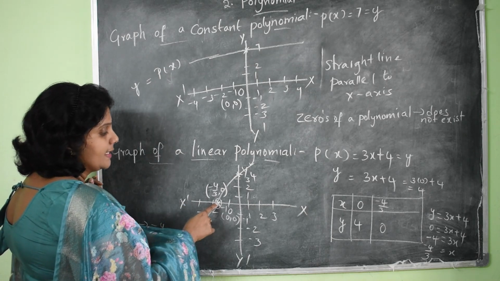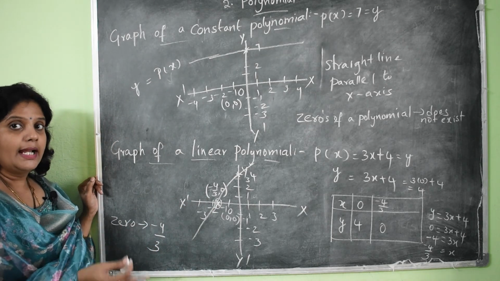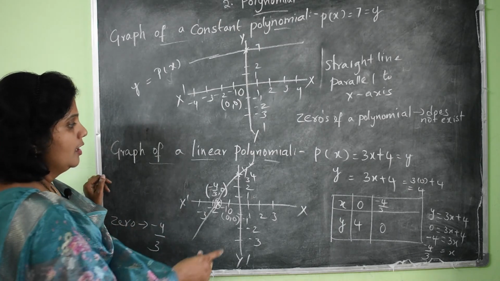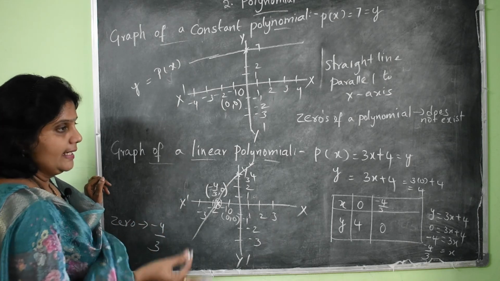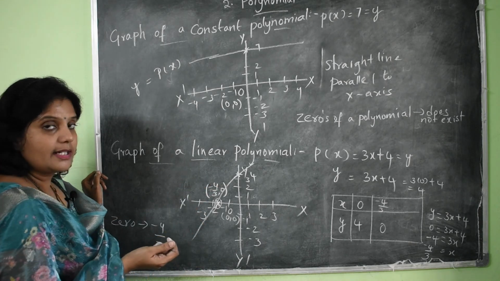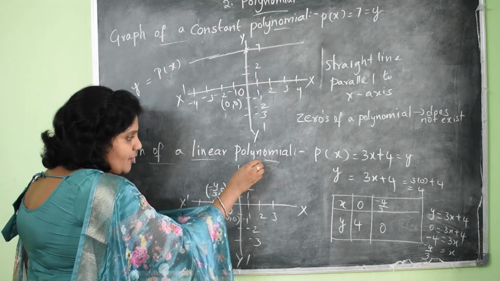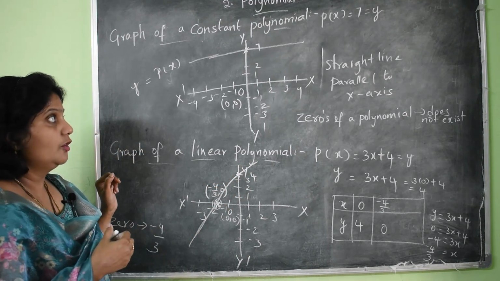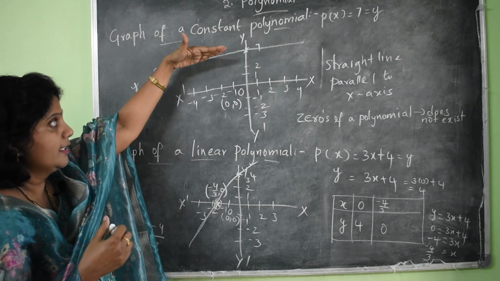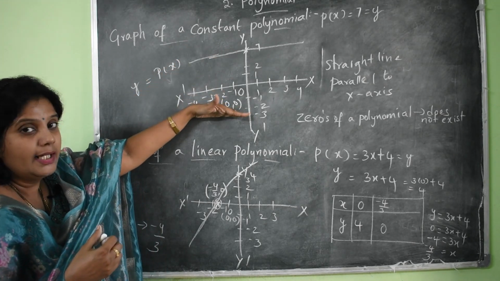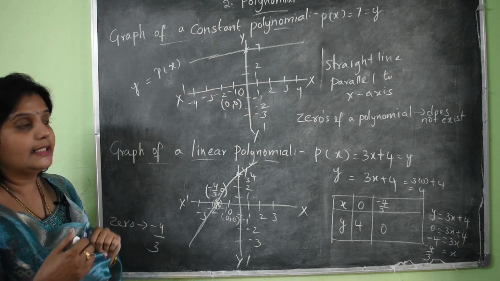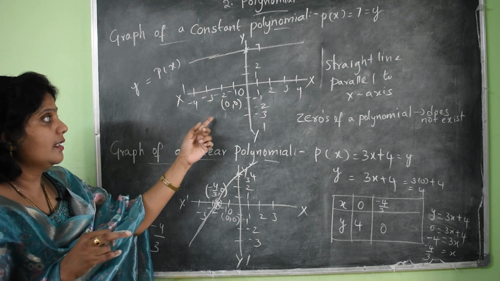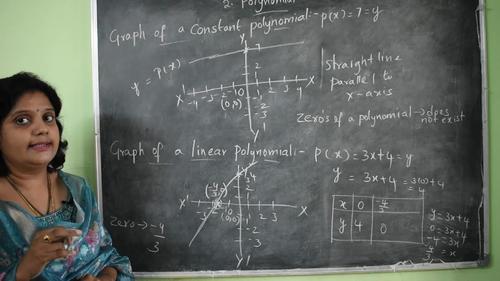The graph should intersect the x-axis at some point. At that point, what is the x coordinate? That is called the zero of the polynomial. So how is the graph? Linear means a straight line. A straight line means nothing but a straight line intersecting the x-axis. That is a linear polynomial. Here in the constant polynomial, it is also a straight line, but it is parallel to the x-axis and it is not meeting the x-axis at any point. So the zero of a polynomial does not exist. Understood?